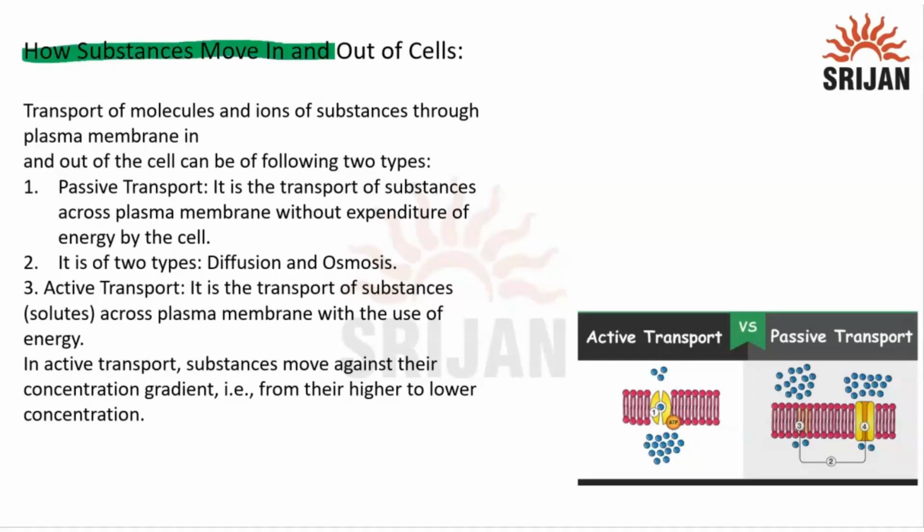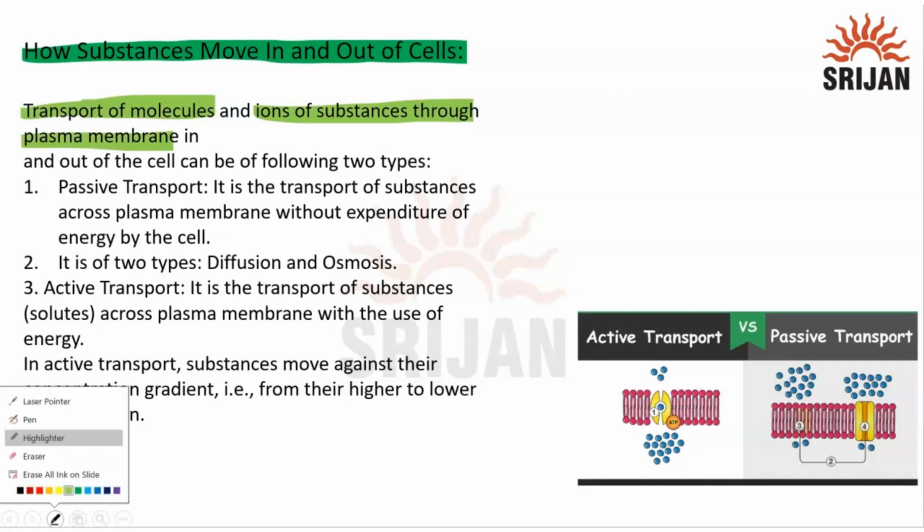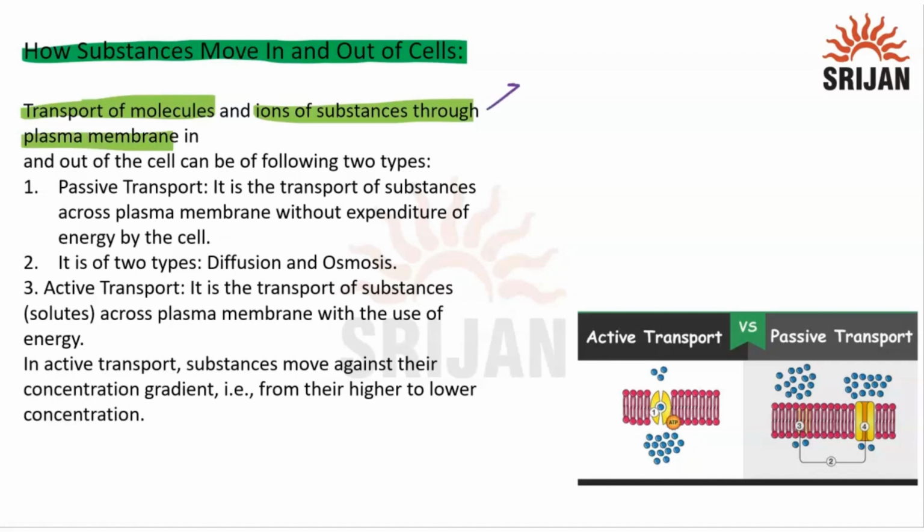How substances move in and move out of the cell. How are these things happening? See, transport of molecules and ions of substances through the plasma membrane. Now this is happening by two processes. One is passive, another one is active.